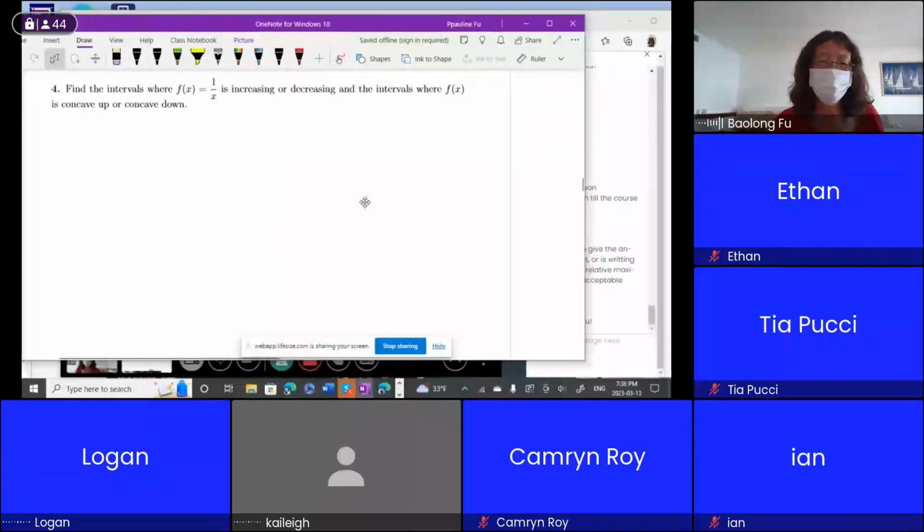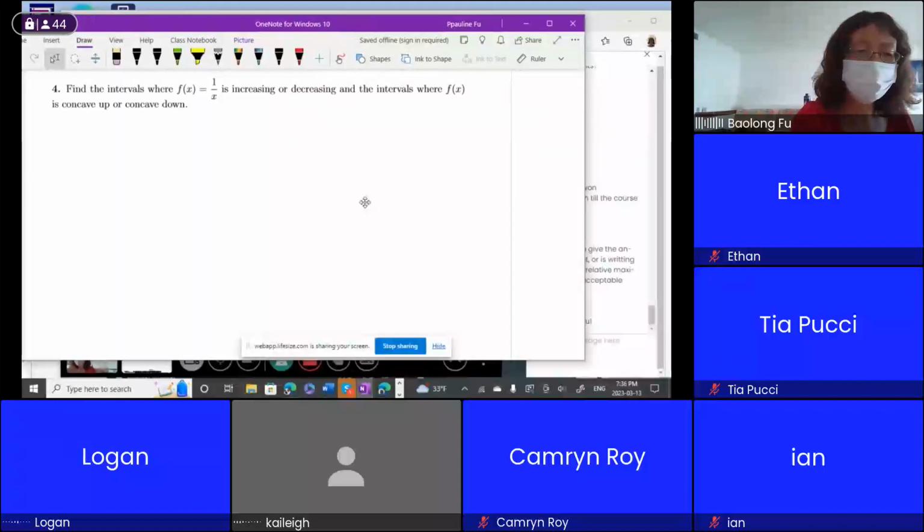Find the interval where the function is increasing or decreasing, and the interval where it is concave up or concave down. Exactly the same question, but with a different function. The procedure is exactly the same. So let's repeat ourselves. First, find the first derivative.